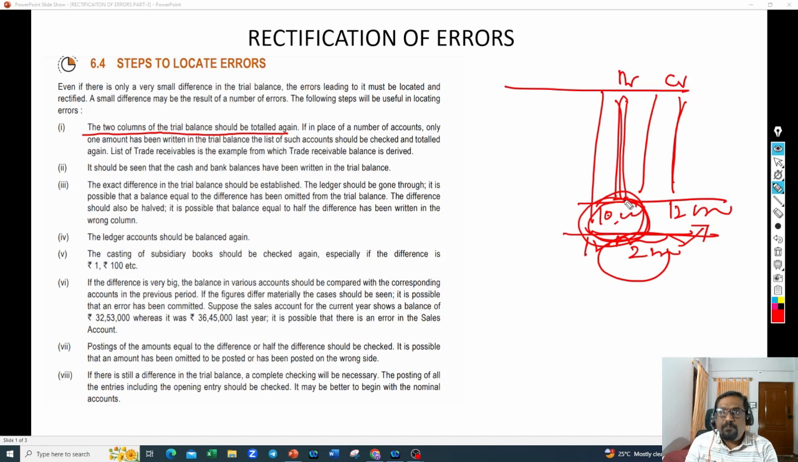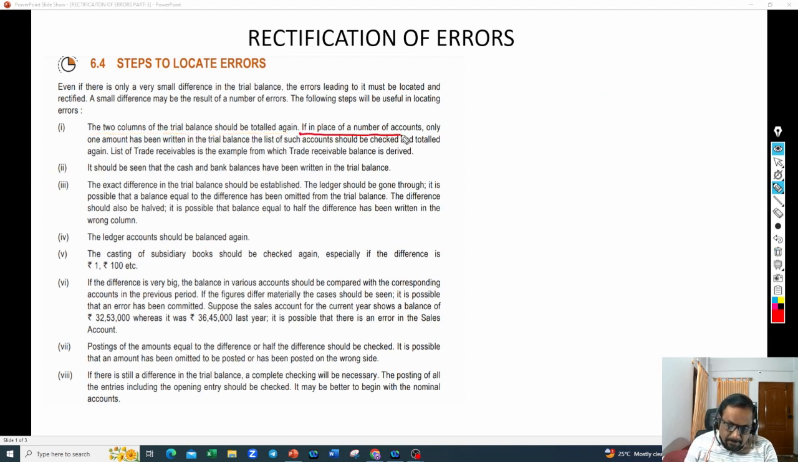So first and foremost, you are supposed to total the debit and credit columns to see whether there is any mistake in totaling. If there is a mistake, let us rectify that mistake first. If there is no mistake, let us follow the other steps. This is one among the 8 steps where you need to do the totaling before we identify the mistake. Clear? Right.